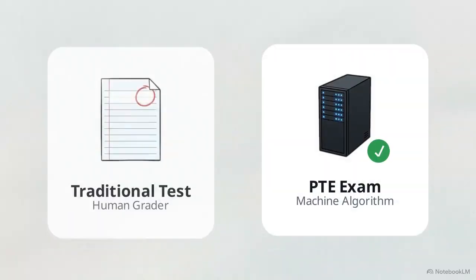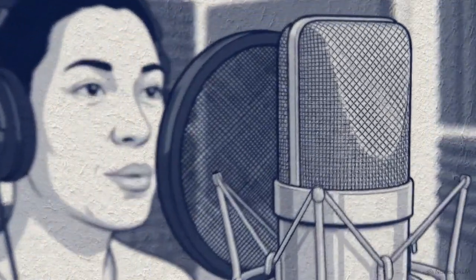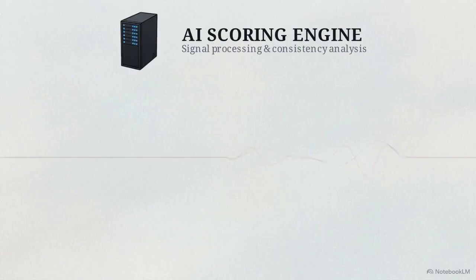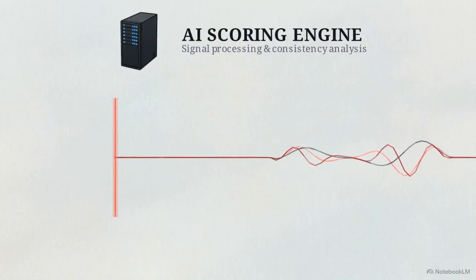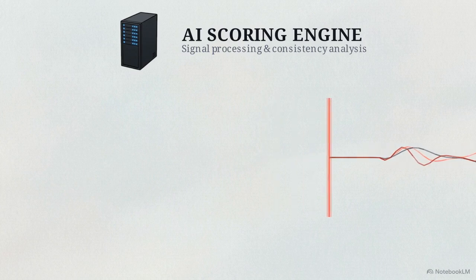The PTE operates on a logic that is very different from a traditional school English test. There is no human listener on the other side of the screen appreciating your style or your accent. Instead, a scoring algorithm is listening for specific mechanical data points. It does not care about eloquence. It cares about the consistency of the signal you provide.